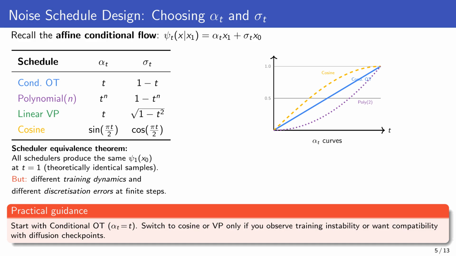My practical advice: start with conditional OT. It is the simplest, produces the straightest paths, and works well in most settings. Only switch to cosine or variance preserving if you encounter training instability or if you need compatibility with pre-trained diffusion model checkpoints.